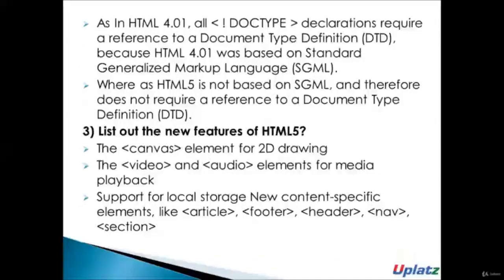In HTML4 and below, versions were based on Standard Generalized Markup Language, SGML. Whereas HTML5 is not based on that standard generalized markup, therefore it does not require a reference to a document type definition. So the next question is, what are a few features of HTML5?